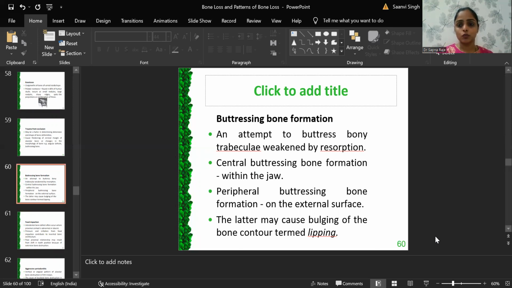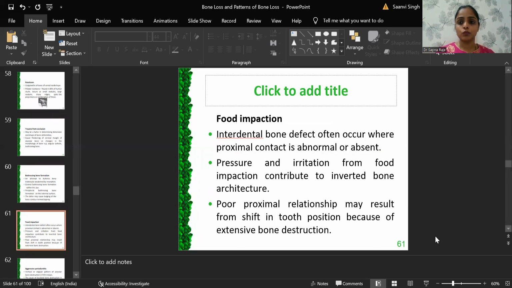Central buttressing bone formation occurs within the jaw. The latter may cause bulging of the bone contour, termed lipping. Then food impaction also plays a very major role in bone formation and bone loss. Interdental bone defects often occur where proximal contact is abnormal or absent. Pressure and irritation from food impaction contribute to inverted bone architecture, negative bone architecture. Poor proximal relationship may result from a shift in tooth position because of extensive bone destruction.